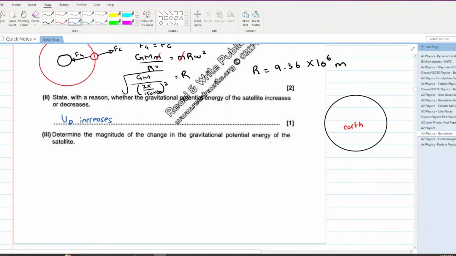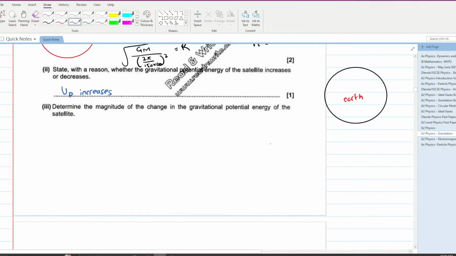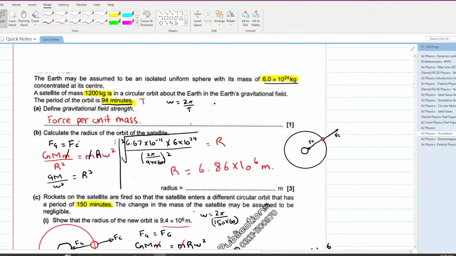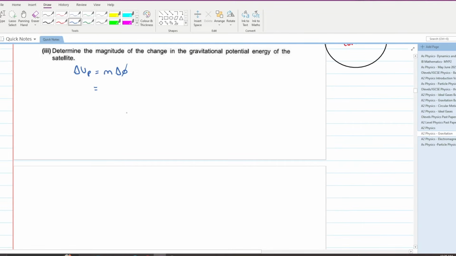Determine the magnitude of the change in gravitational potential energy. Very easy. You have to determine the change in gravitational potential energy. How do you do that? Mass multiplied by change in gravitational potential. What is the mass of the satellite? Can anyone tell me that? What is the mass of the satellite? 1200 kg. चलो, 1200 kg.